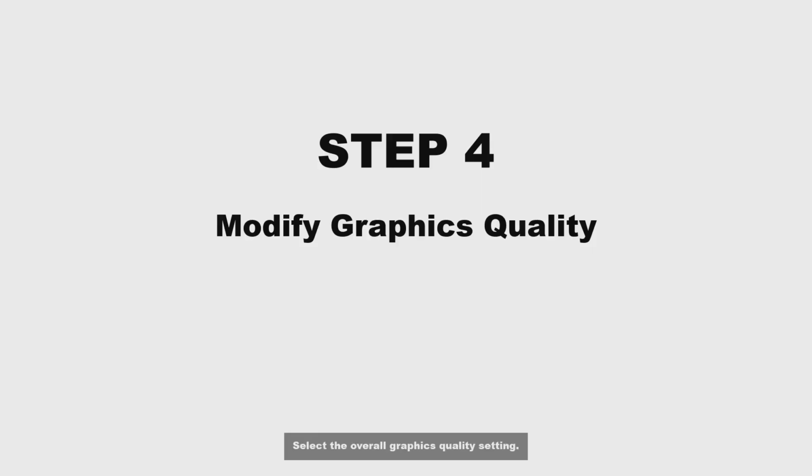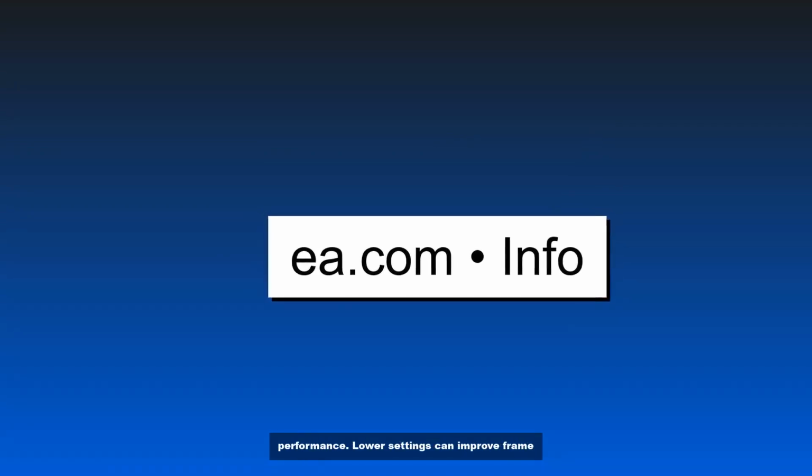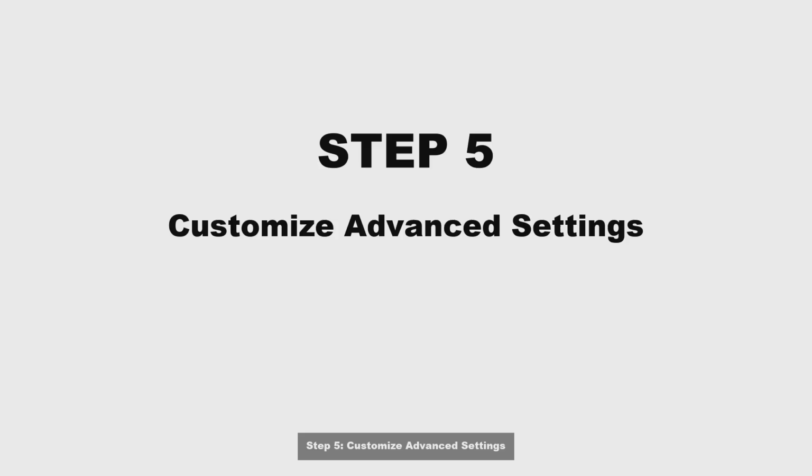Step 4. Modify graphics quality. Select the overall graphics quality setting. Start with a medium setting and adjust upwards or downwards based on your system's performance. Low settings can improve frame rate, while high settings enhance visual fidelity.